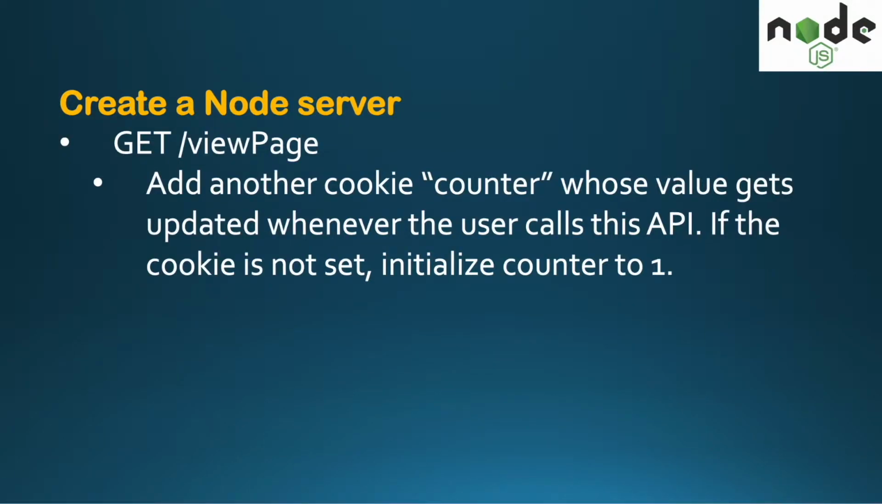Next, what do we want to do? In get /view page, add another cookie counter whose value gets updated whenever the user calls this API. If the cookie is not set, initialize the counter to 1. So if the cookie was set, whatever counter value it had, we are incrementing it. So in some sense, we are keeping a count of how many times the view page has been called with this cookie. And if the cookie was not set, we will initialize the counter to 1. So here we are also creating multiple cookies. So let's see how we do that.